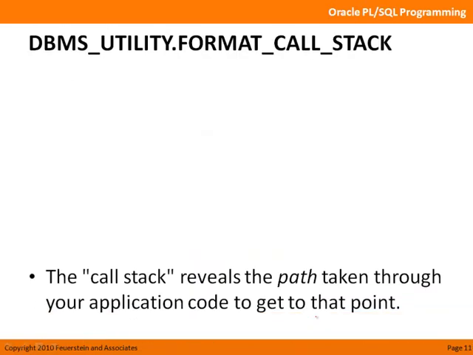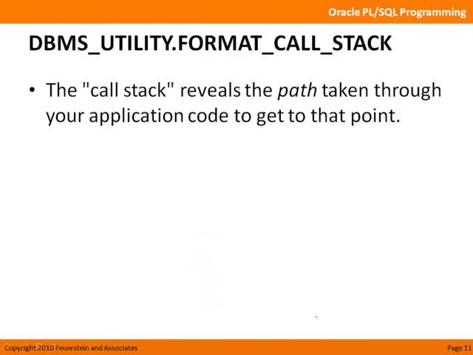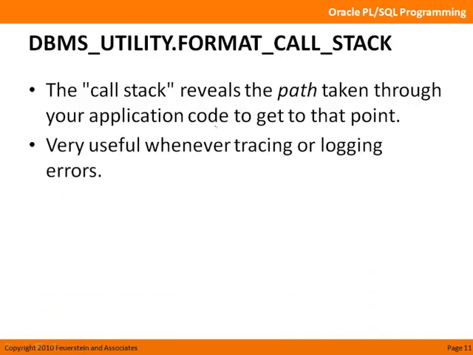So, format call stack. The call stack reveals the path taken through your application code to get to that point. A calls B calls C, or maybe C calls D calls C. There are many different ways that code will navigate through your stack of programs. This program is really critical to use whenever you're tracing or logging errors. If I want to do a trace to say, here's the value that's in my code right now, I might very well want to know how did I get there? I might have taken the wrong path, or a path different than I expected.